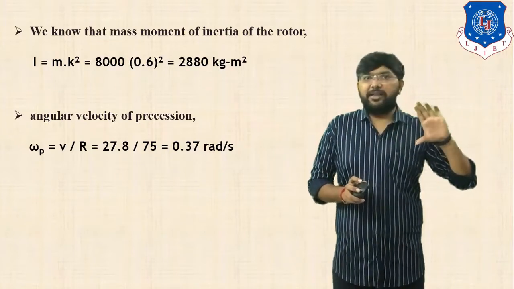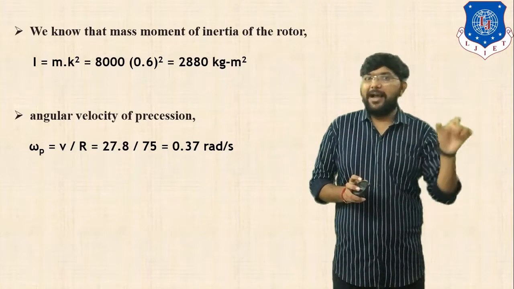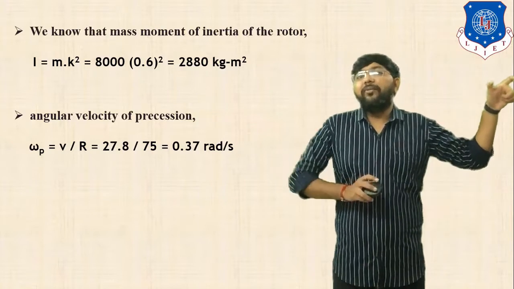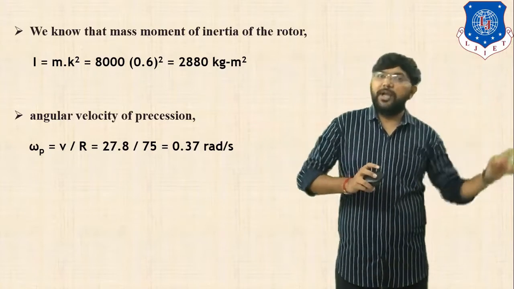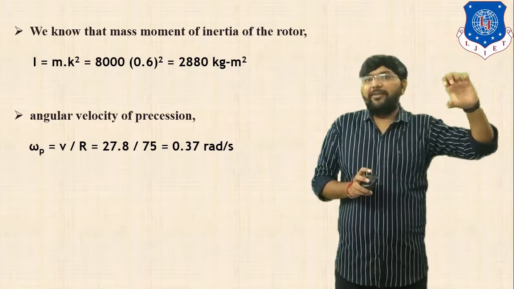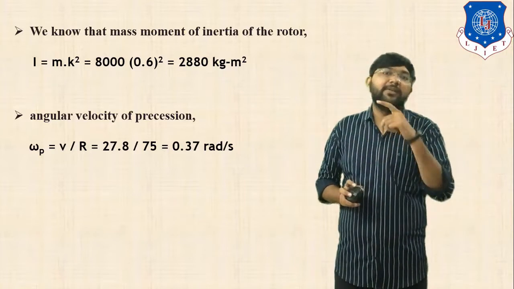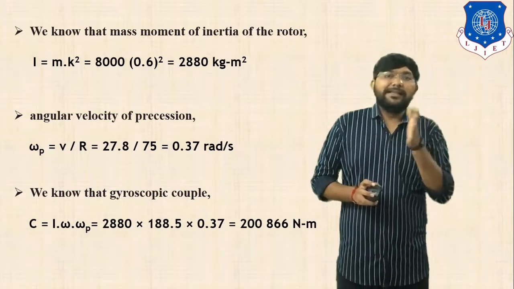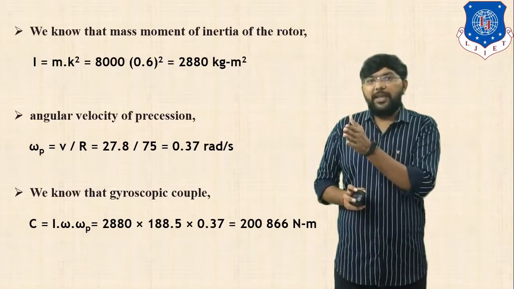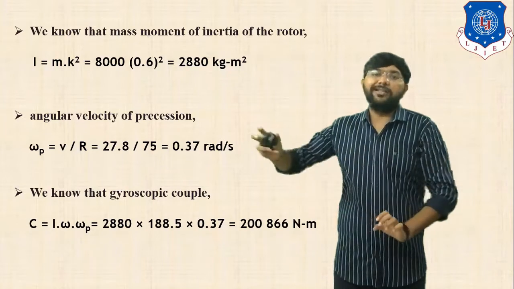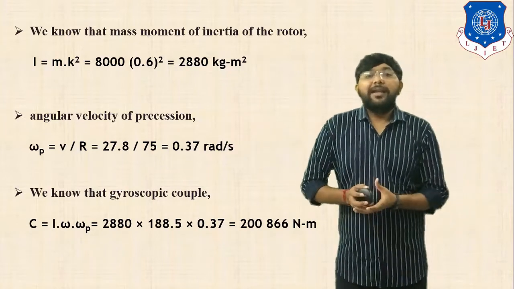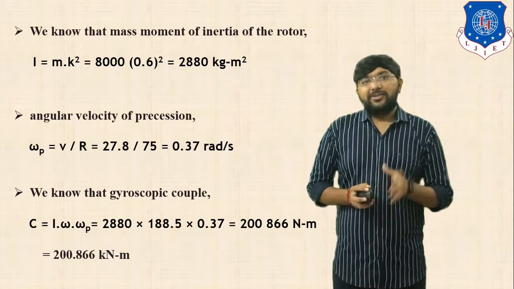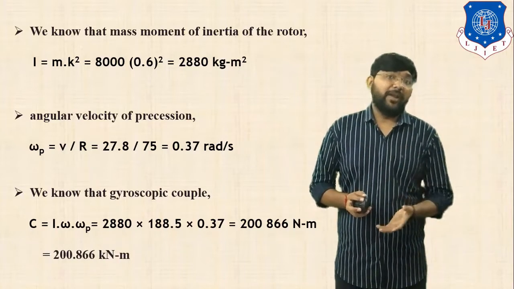Now we have all three values: the moment of inertia I, the angular velocity of the rotor omega, and the angular velocity of the axis of precession omega p. If you multiply these three values, you get the answer for the reactive gyroscopic couple. Clear? So we know that the reactive gyroscopic couple C is equal to I omega omega p. Put these three values in and you get the answer, that is 200.86 kilonewton meter. Clear? So this is the answer for the reactive gyroscopic couple.